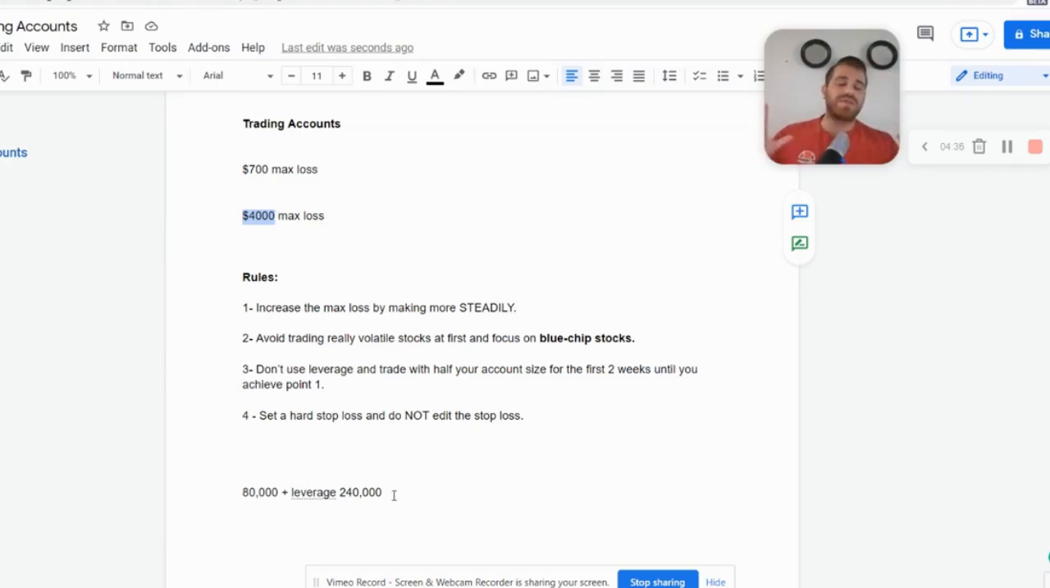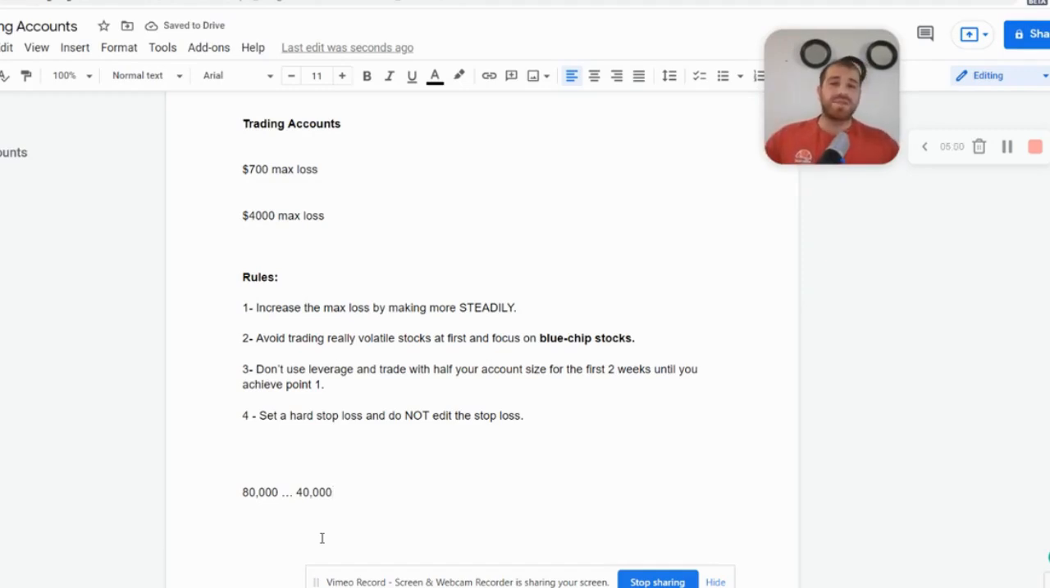$1 move. You don't want to do that, right? You want to give yourself space to grow steadily and slowly. So don't use leverage and always trade with half your account size for the first 2 to 4 weeks. So if your account size is 80,000, make sure you trade with 40,000. So don't use the full 80,000 when trading.